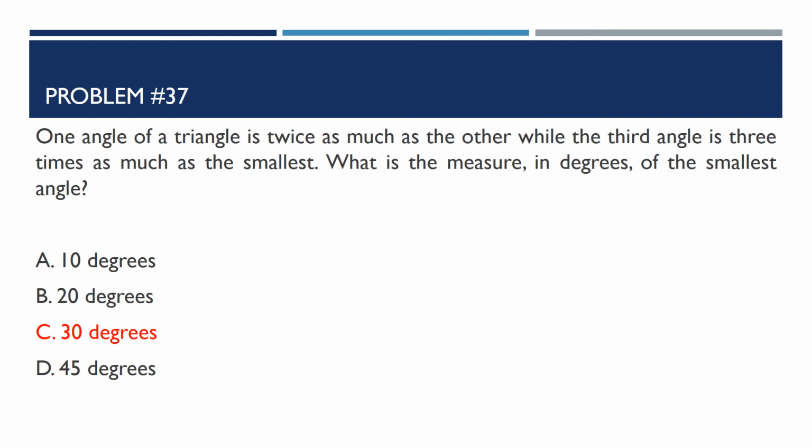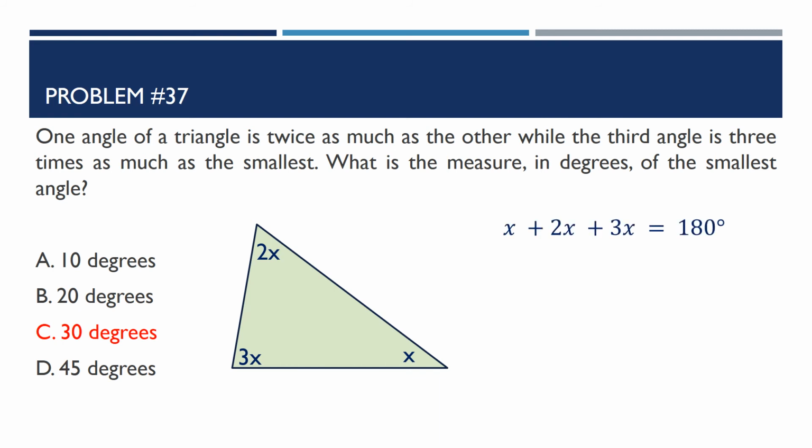So first, we will illustrate this problem. This problem is involving a triangle, and we will name the smallest angle as x. It's given that one angle is twice the smallest, so we'll name it 2x, and the third angle is 3 times the smallest, so we'll name it 3x. We know that the sum of the interior angles of a triangle is 180 degrees. So if we add all these three angles, x, 2x, and 3x, it should sum up to 180.